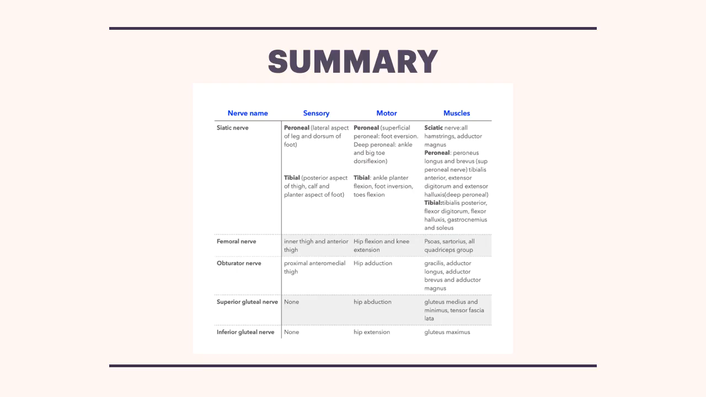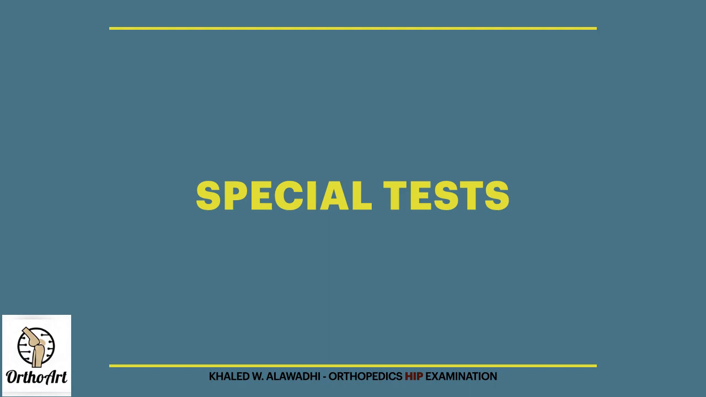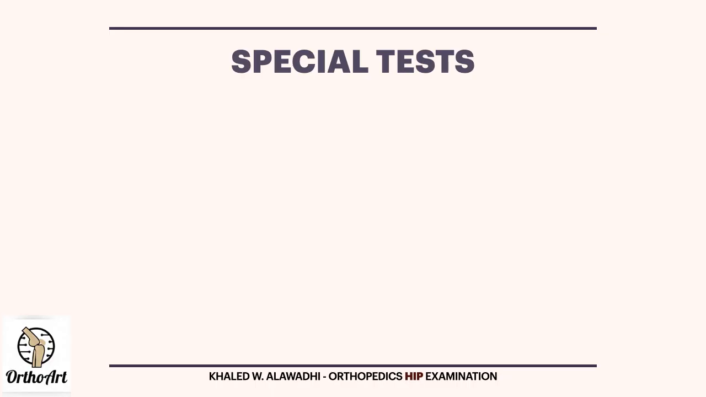this is a summary. You have to memorize this table properly. This is from the booklet. You have to memorize every step, every nerve, from sensory, motor, and the muscles. And finally, we go to the special test. For a special test of the hip, we're checking for 3 things: muscle contractures, muscle weakness, and pelvic instability.